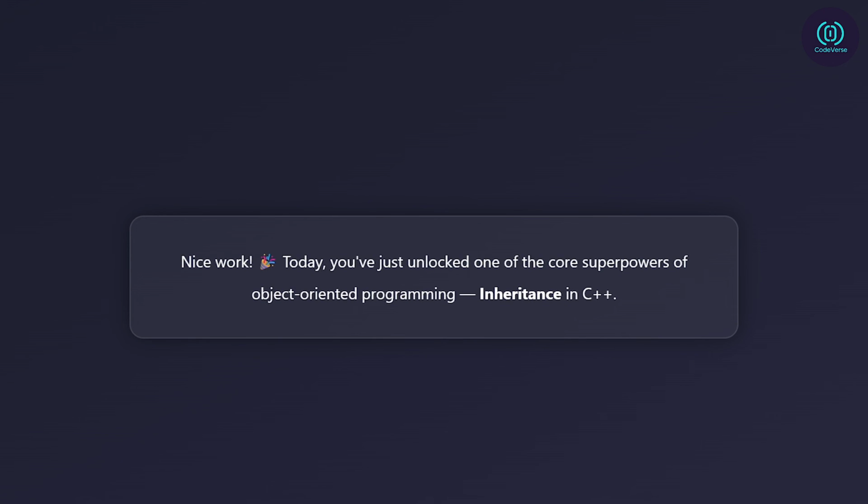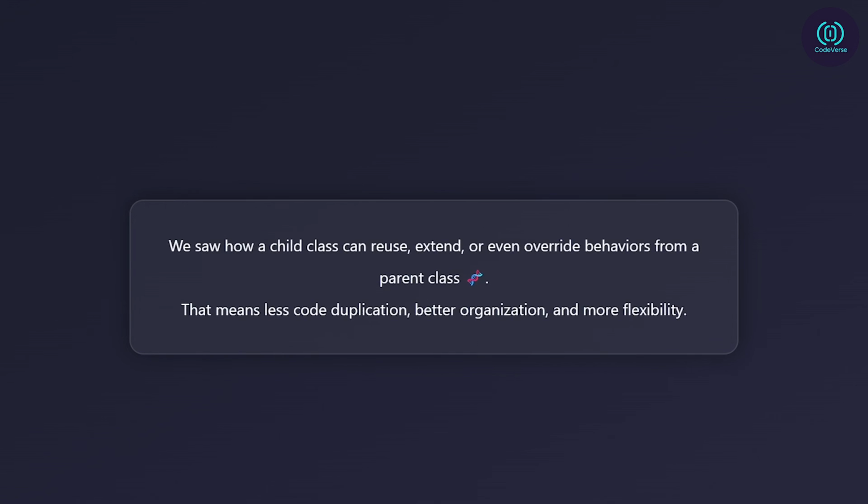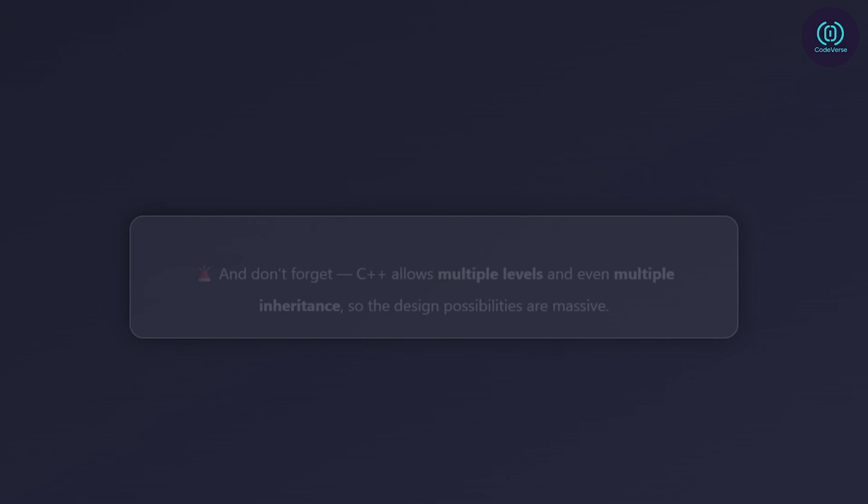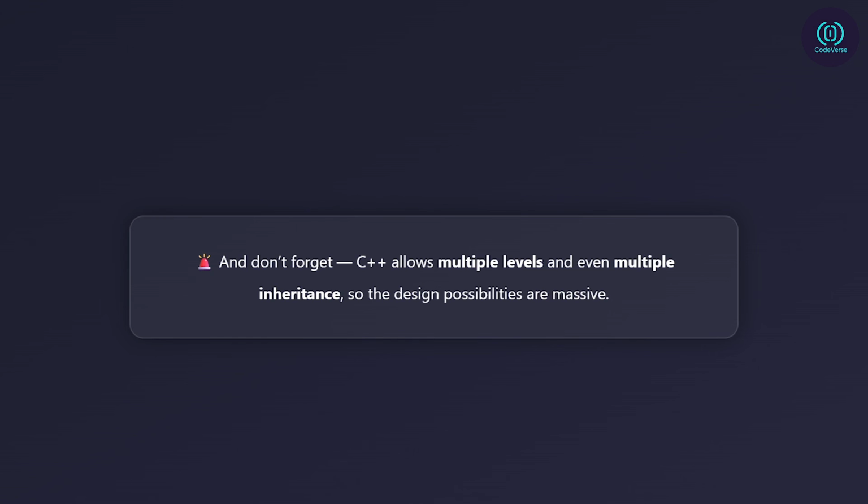Nice work! Today, you've just unlocked one of the core superpowers of object-oriented programming: inheritance in C++. We saw how a child class can reuse, extend, or even override behaviors from a parent class. That means less code duplication, better organization, and way more flexibility in your designs. From base classes to derived classes, and even to virtual functions and polymorphism, you now know how to make your code smarter and more modular. And don't forget, C++ allows multiple levels and even multiple inheritance, so the design possibilities are massive. We'll explore those advanced forms later.